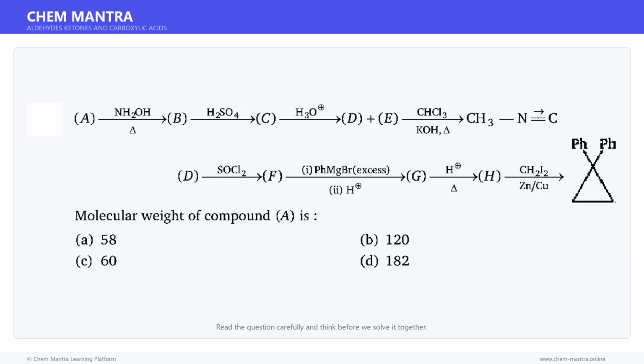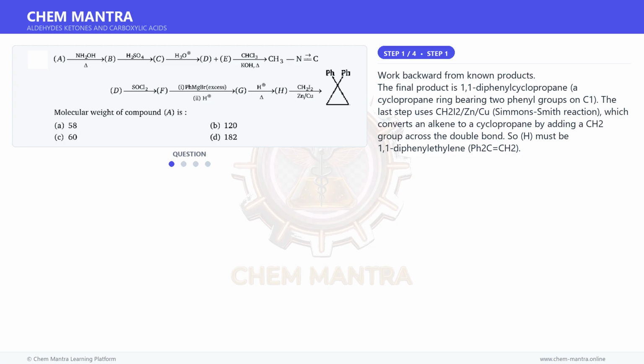Here is a question. Read it carefully and think about the answer. Let us solve it step by step. Let us begin solving this step by step. Work backward from known products.